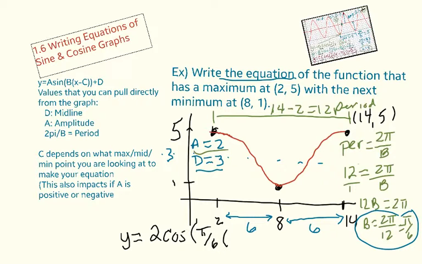Parentheses. The next thing we need to talk about was our translation. Cosine should be on the y-axis at its maximum, but this one's been moved to the right 2. So I need to build right 2 into my equation. So x right is minus 2. And the last thing that we need is our d value. We said that that was 3. So our final equation for this particular curve is y equals 2 cosine pi over 6 parentheses x minus 2 plus 3.